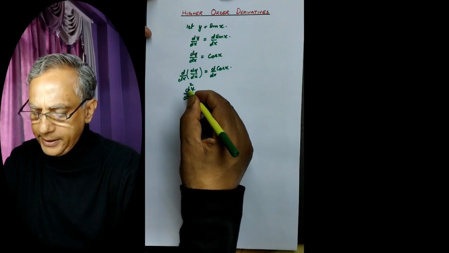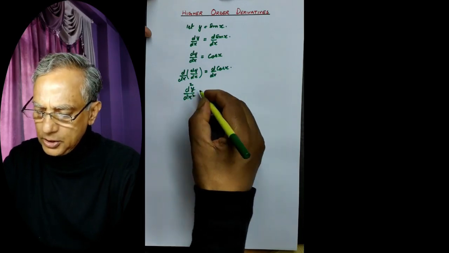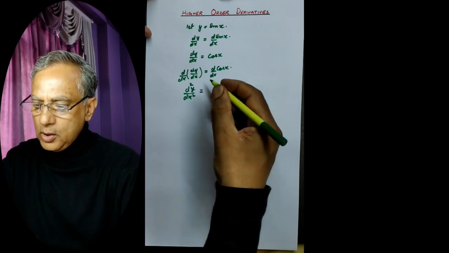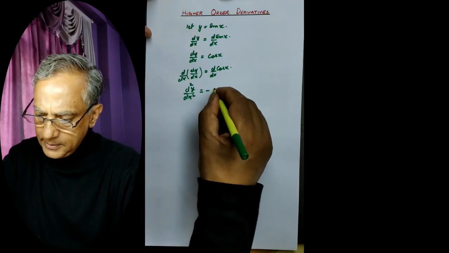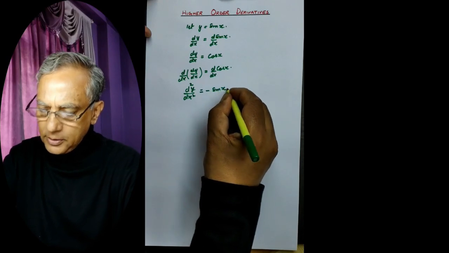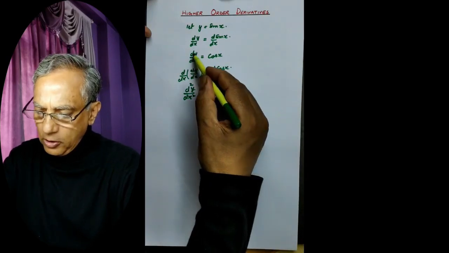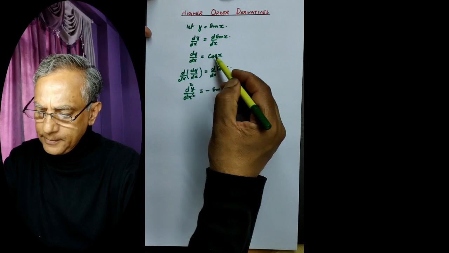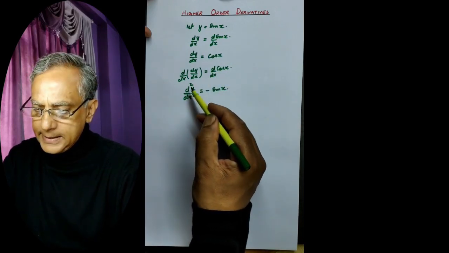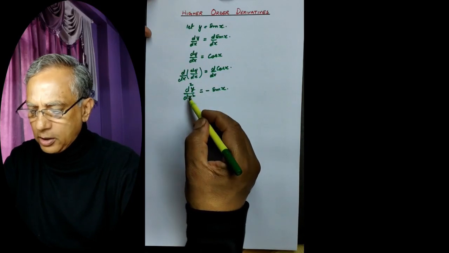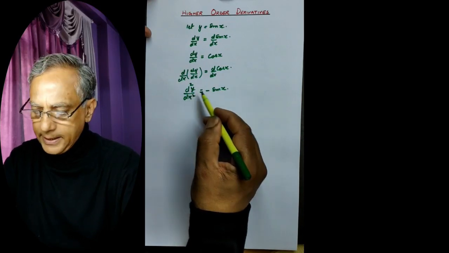This is denoted by d2y by dx square, and this is equal to d by dx of cos x, which is minus sine x. So this is the first order derivative of sine x, and this is the second order derivative of sine x. Y is sine x. This is the second order derivative of sine x.